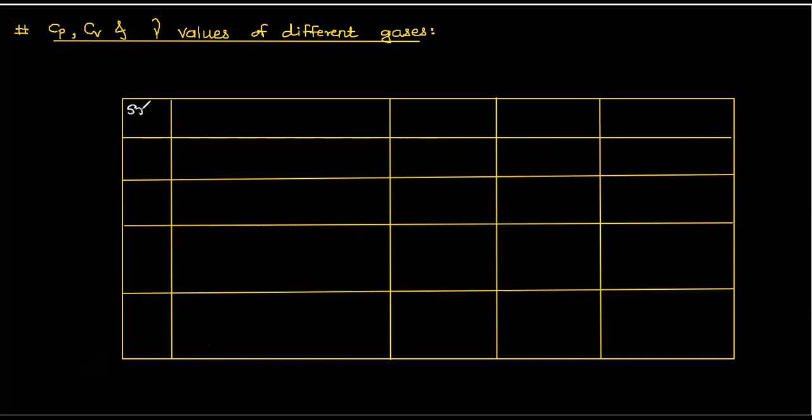One is the serial number. Second one is the atomicity of the gas. Next is Cp, then Cv, and gamma is equal to Cp by Cv. Serial number 1, monoatomic.